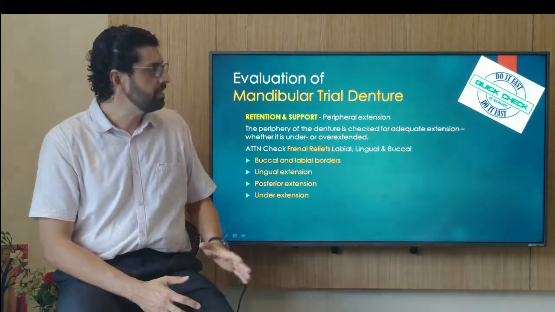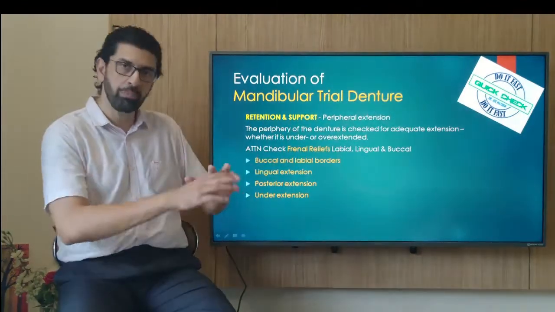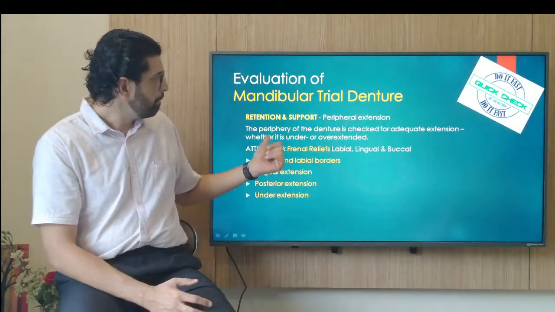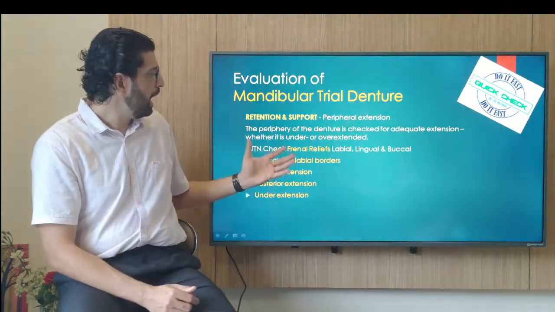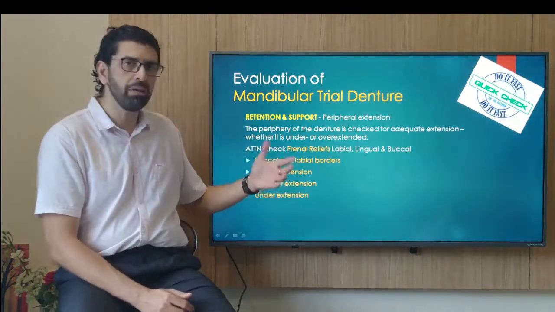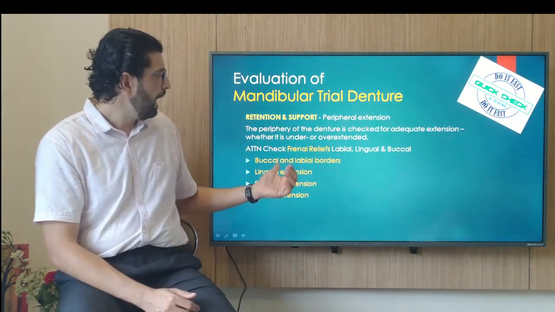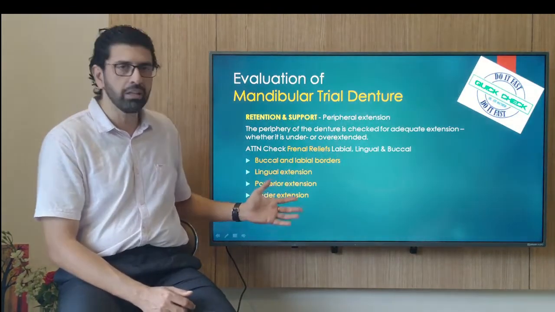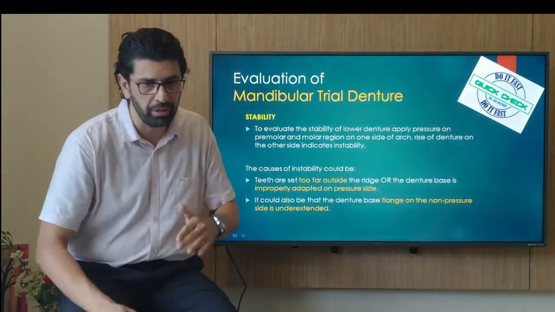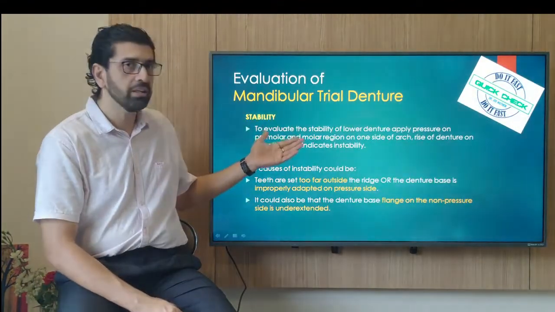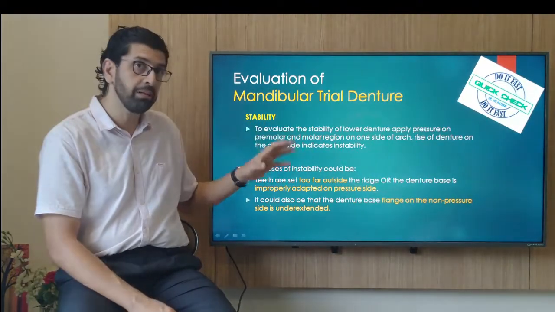So here, basically, you're going to look at retention and support, which means the peripheral extension of your denture base. And you're just going to look for good extension. Is it overextended, underextended? And you're going to check the frenal reliefs, labial, lingual, buccal frenums. And you're going to check all the borders, right? If they are okay, if they are fine, you're just going to move on. That's the retention aspect. You're going to move to the stability aspect.